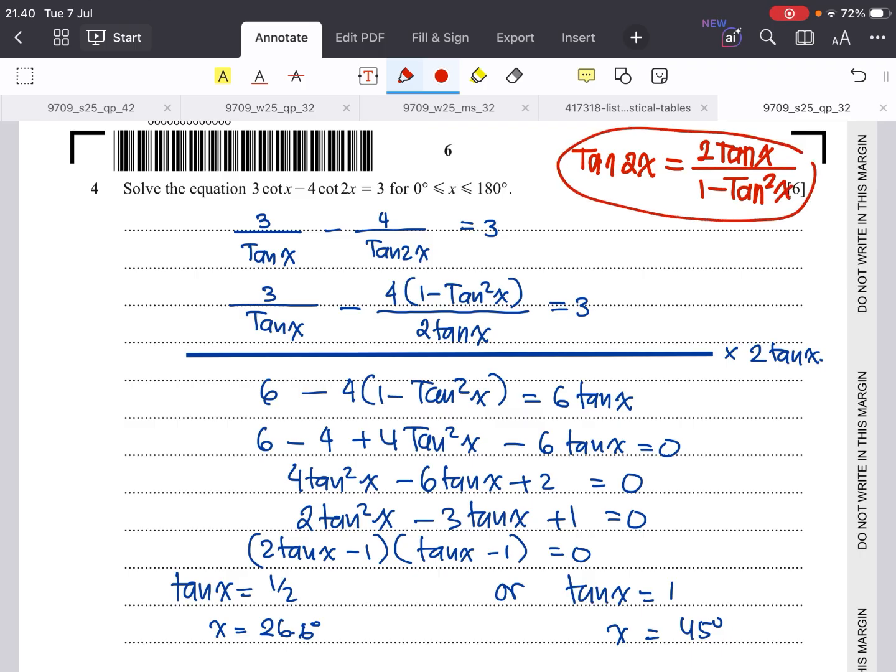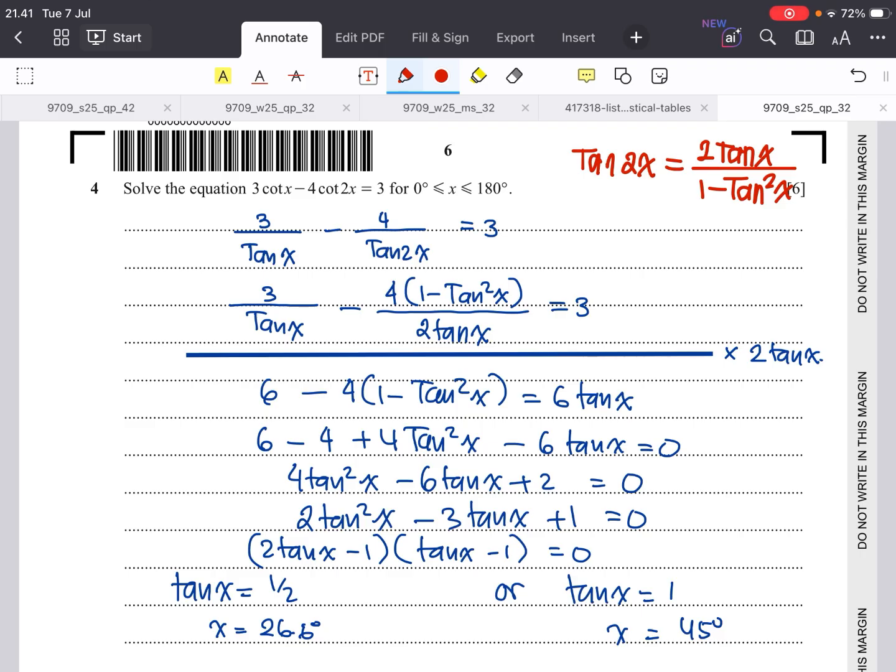We use this formula for this part. So we get this one, and then to simplify it, we multiply both sides of the equation with 2 tan x. So this one becomes 6. This one here becomes minus 4 times 1 minus tan squared x, and this part becomes 6 tan x.